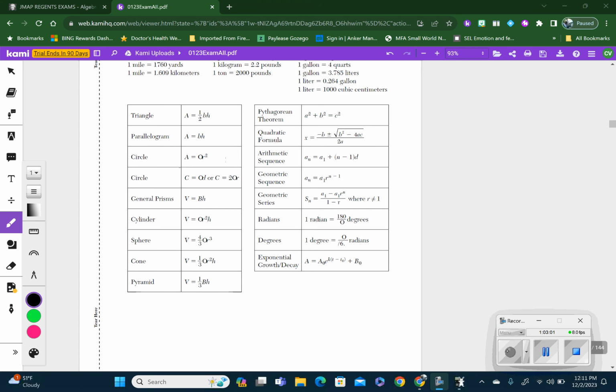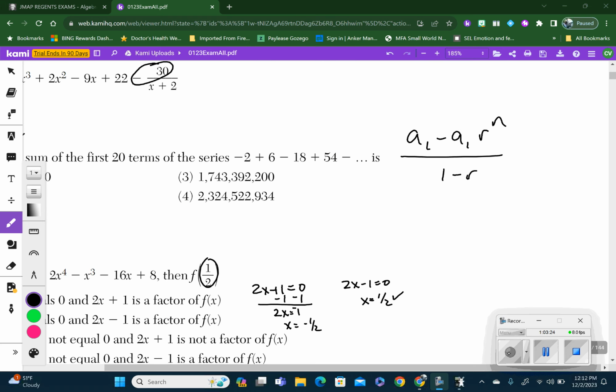So if I take a look at the question, it says the sum of the first 20 terms of the series. So we're looking for a series function. So there's a geometric and there is, and yeah, there's only one series function. So this one right here. So a1 minus a1 r to the n over 1 minus r. So I'm going to use that. So I just wrote down that formula here.